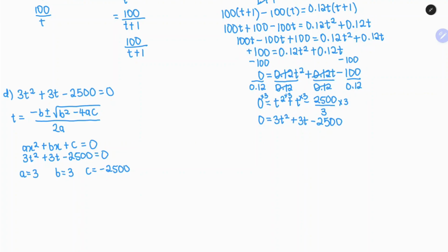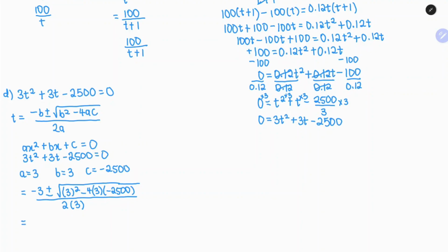So we already know what we're going to be putting into the formula. It's going to be negative 3, putting b into the formula since there's 3 here. Negative 3 plus or minus the square root of b squared, so the b is going to be 3 squared, minus 4 times a, which is 3, times c, which is negative 2,500, divided by 2 times 3, which is the a again. And just by this, you've already substituted in the numbers.